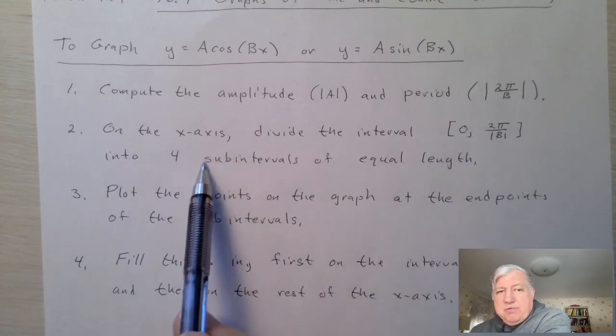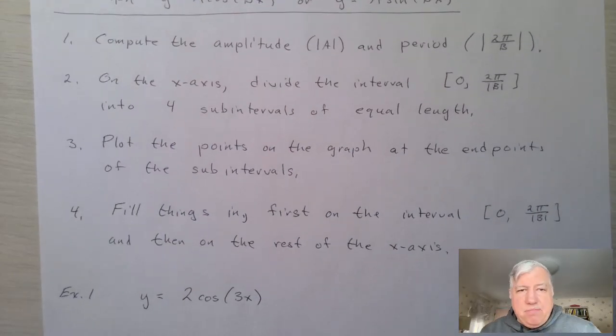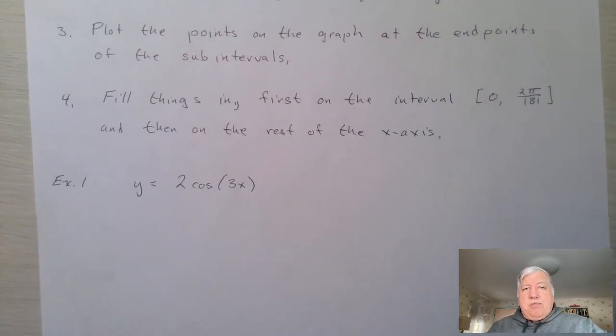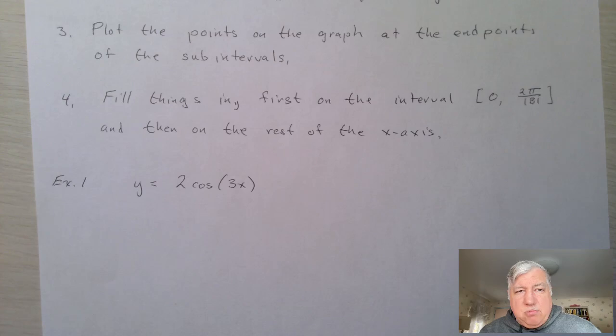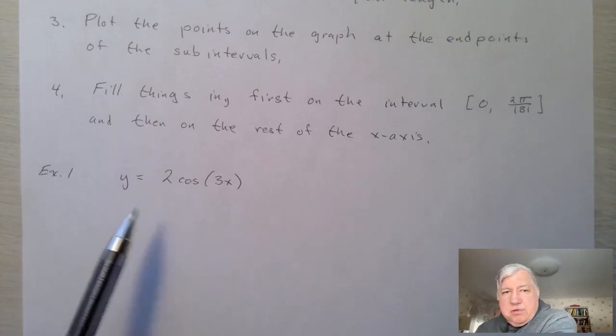So we divide this into four sub-intervals of equal length. That gives us 5 points, which correspond to 5 x values, and we're going to compute their y values, and that'll give us an idea of what the graph will look like. And then the last step is really just kind of broad. It says fill things in. Basically, you're going to connect the dots with some nice curves, just by knowing whether the graph is a sine or cosine.